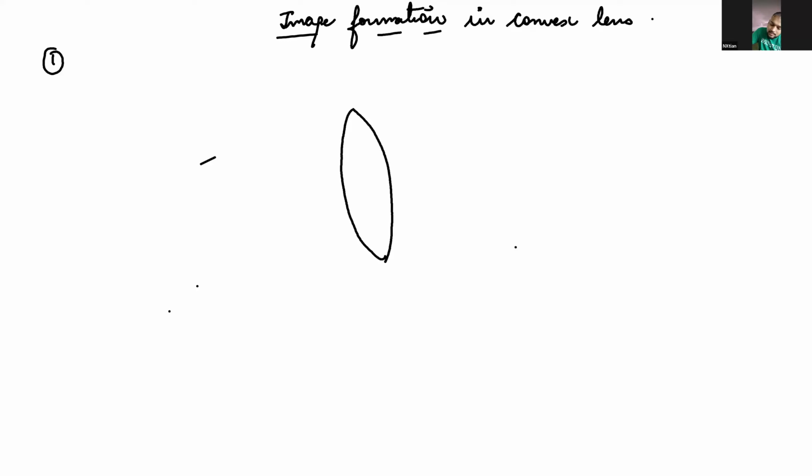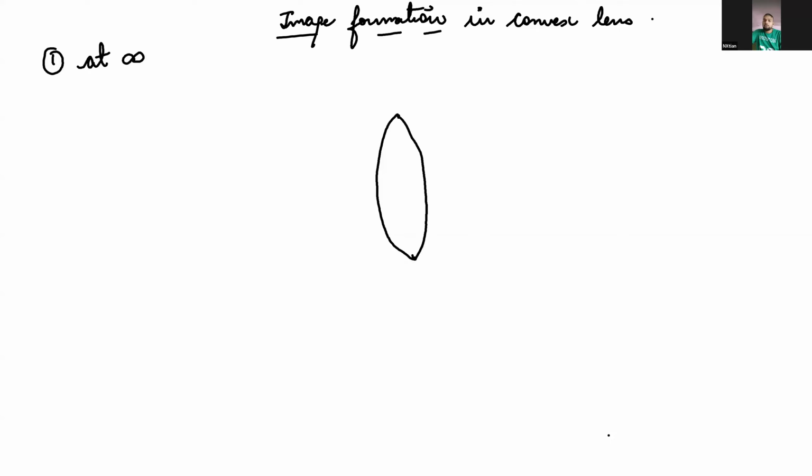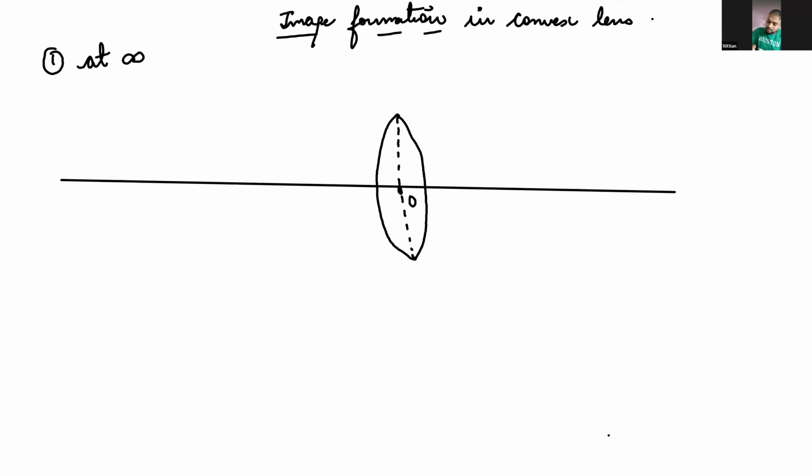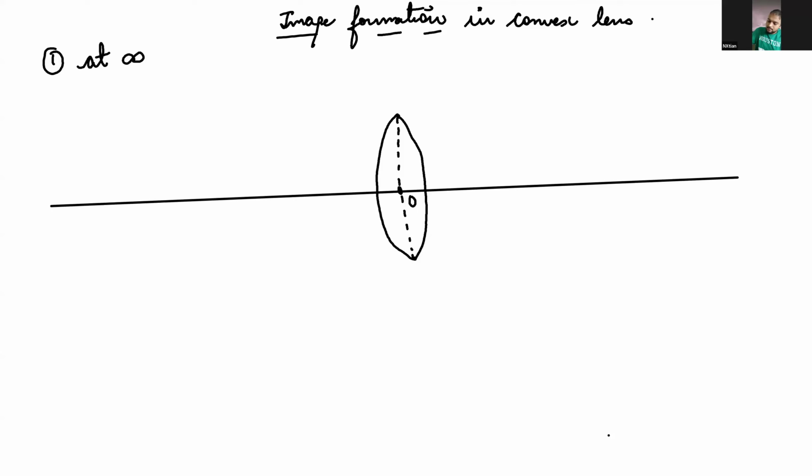So first, when the object is placed at infinity. First of all, which lens is this? Can you tell me which lens is this? Convex lens. Yes. Now, a line passing through the convex lens is called the principal axis.